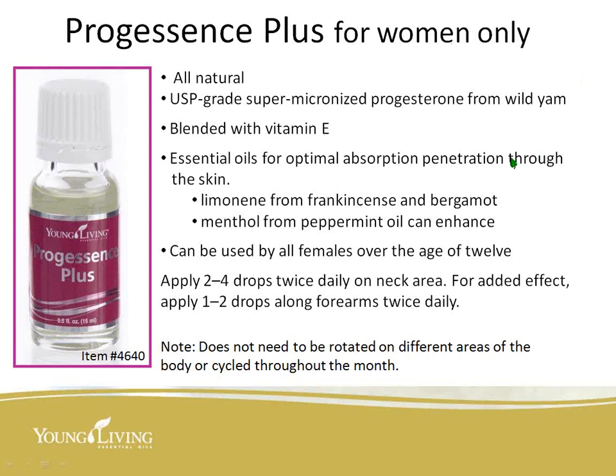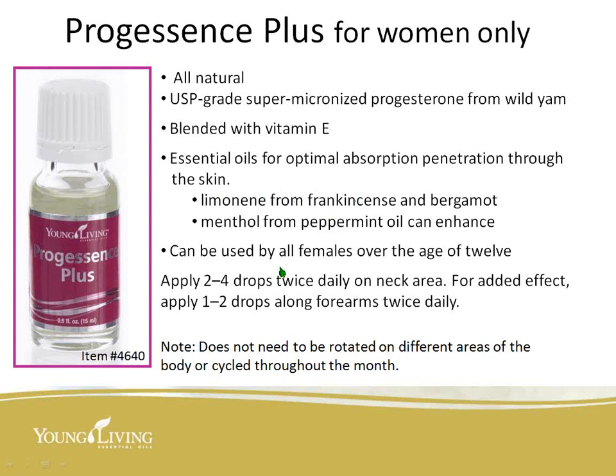It's in a liquid form, so they call it micronized, and the uptake is within seconds. It's recommended that you put it on the neck area. It's blended with vitamin E. It has the essential oils of frankincense and bergamot, and peppermint. Essential oils for optimal absorption and penetration through the skin. Limonene from frankincense and bergamot, and menthol from the peppermint oil can enhance the uptake. It can be used by all females over the age of 12.